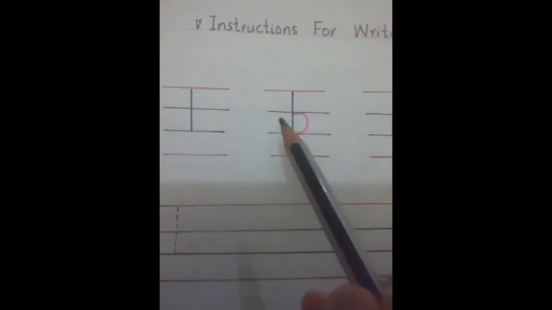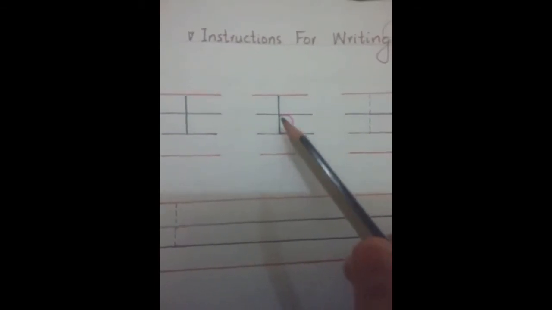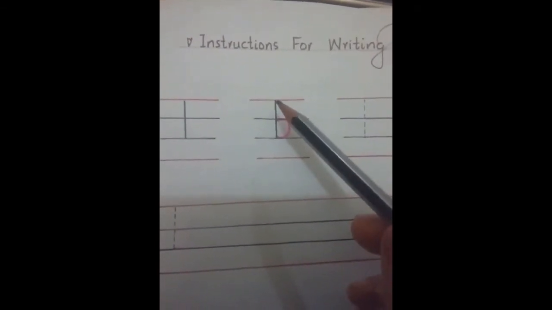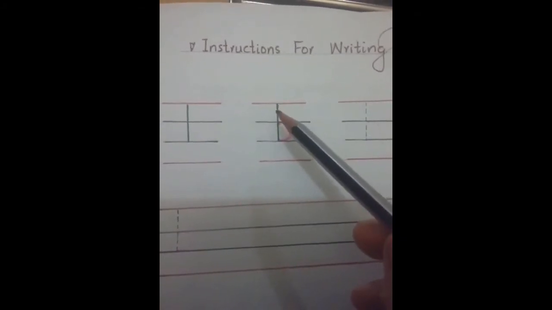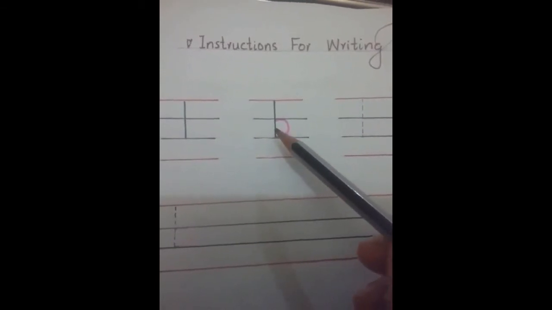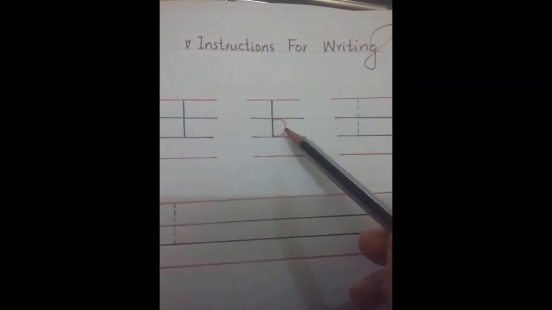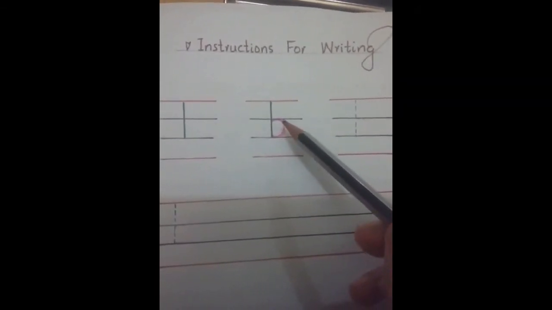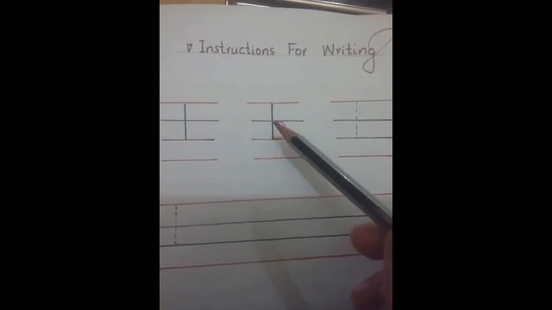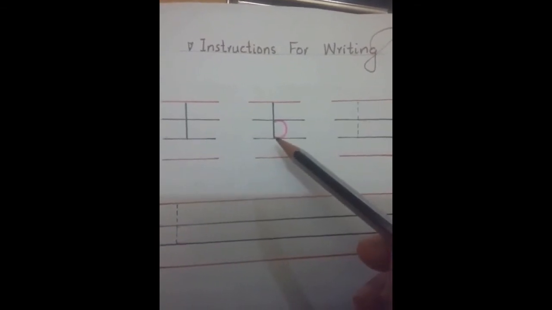Now next is here, you will make a clockwise circle with this straight line. Okay, first of all, you will make a straight line like this, top to base. Now here you will do overlapping like this, and now you will make a clockwise half circle. Now this is letter B. This is a small b. And the sound of this letter is B.